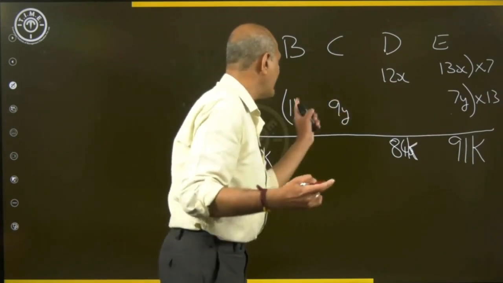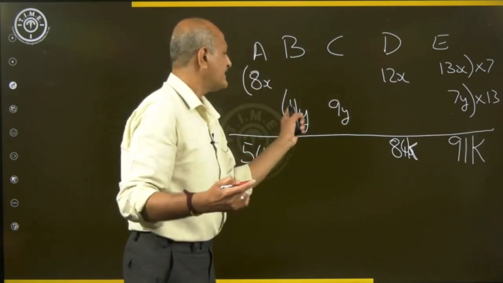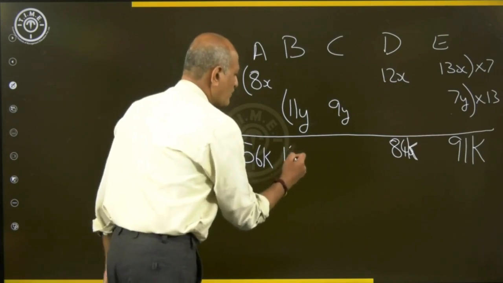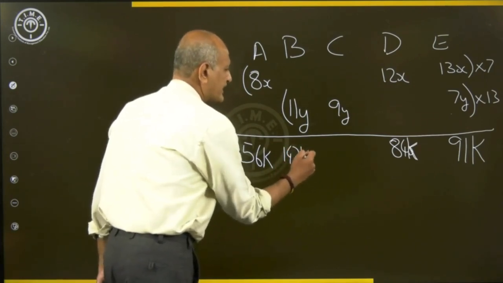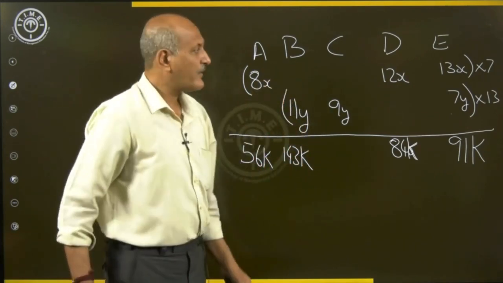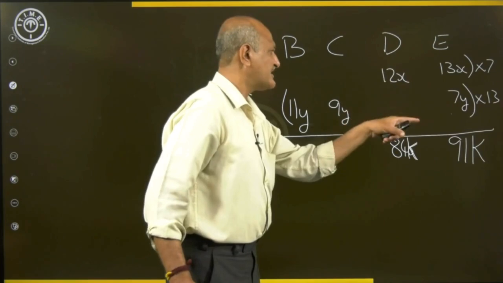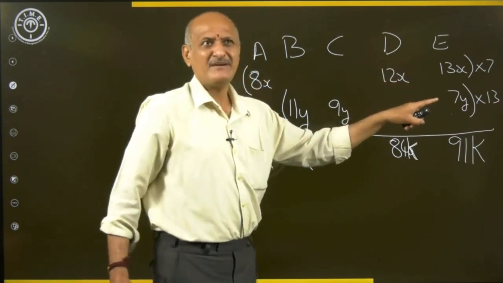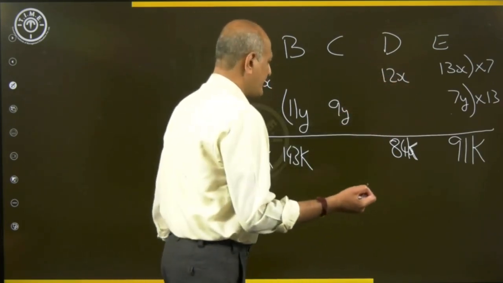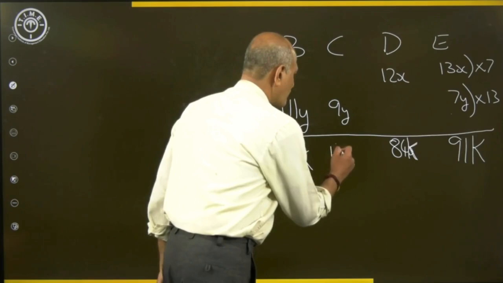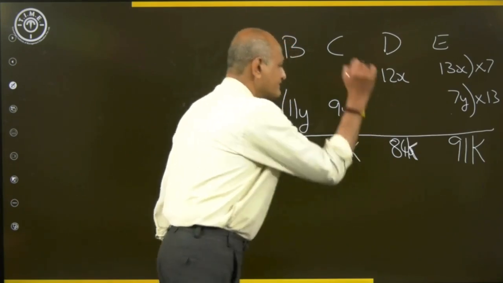So what about this one? B's score can be said as 13 into 11, which is equal to 143k here. Let me write it that way. Okay, next one. What about the score of C here? It reads 9 into 13 here. 90 plus how much? 27 here. 90 plus 27 is equal to 117k here.